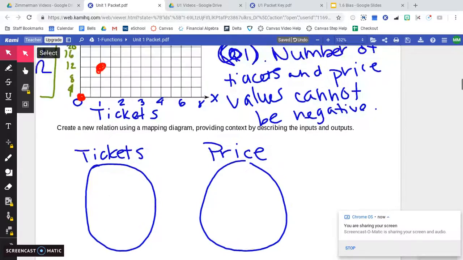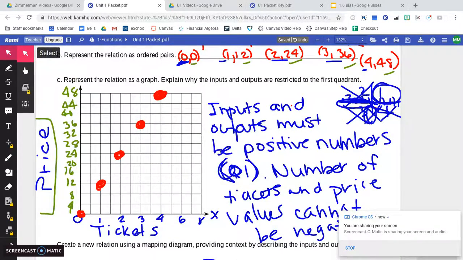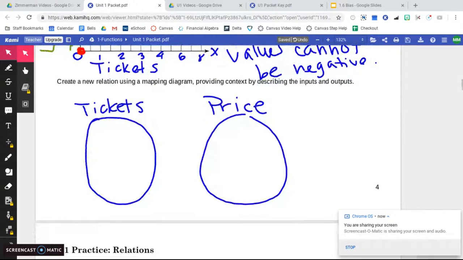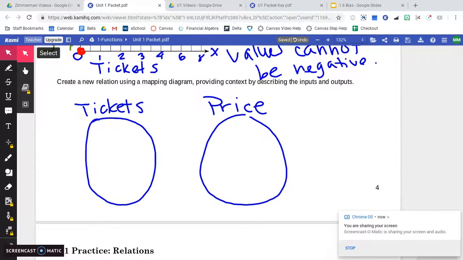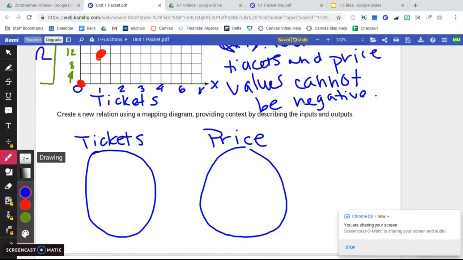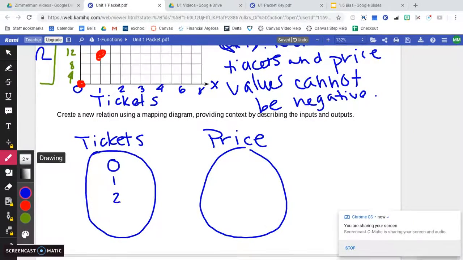So in our given relation, we don't need to try to come up with every number possible. We just want to go with the pairs given to us. So we had 0 to, was it 4? We'll go 0 to 4, just like the table and the ordered pairs. And even the graph, our scale went higher, but our last point had an x value or input of 4. And then we'll go ahead and go with the prices.